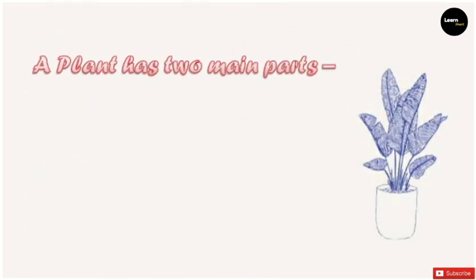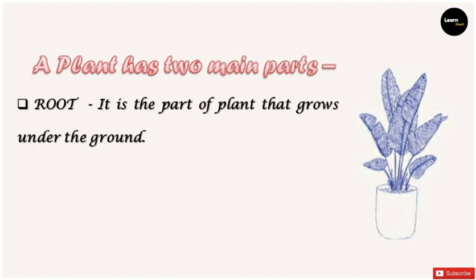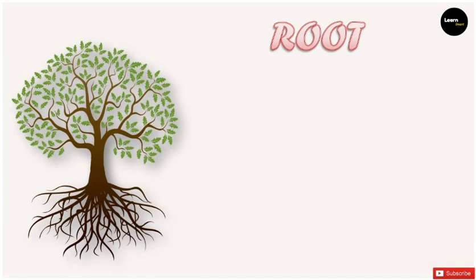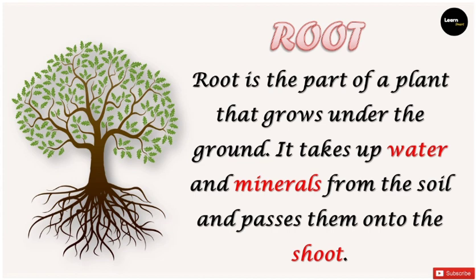A plant has two main parts. Root. It is the part of plant that grows under the ground. Shoot. It is the part of plant that grows above the ground. Root. Root is the part of a plant that grows under the ground. It takes up water and minerals from the soil and passes them onto the shoot.